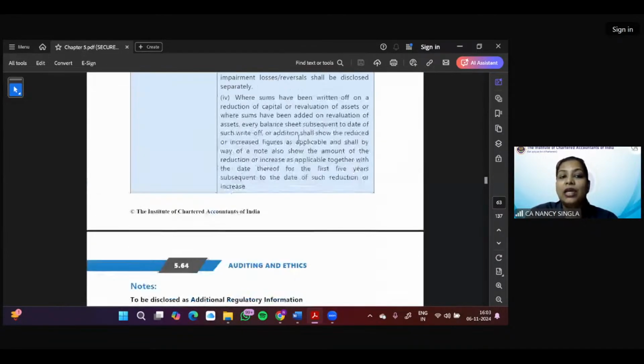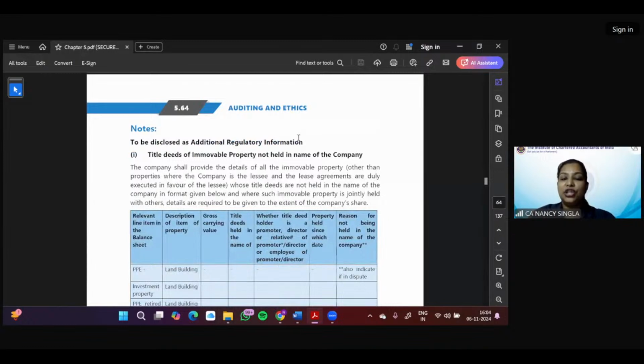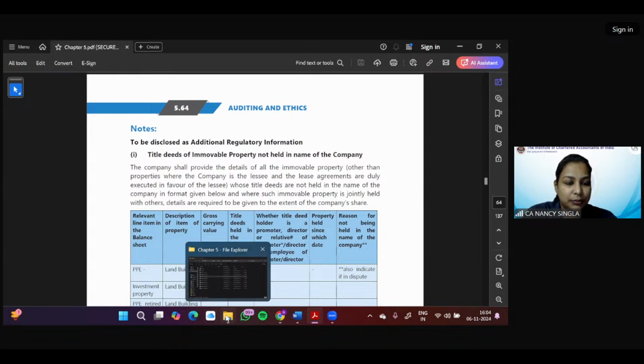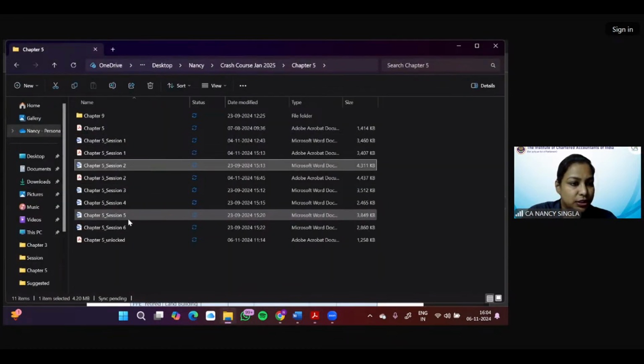Simple. Now, students, there are various additional regulatory information requirements which I told you that I'll be covering in the next session, as and when they come, right? So I'll do one thing. I'll start with this additional reporting requirement after the break, but let me just show you the questions. Just a minute.